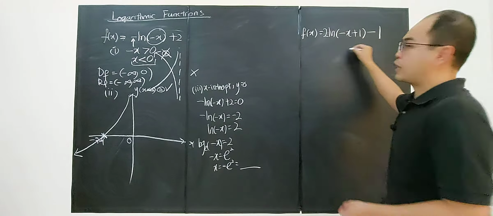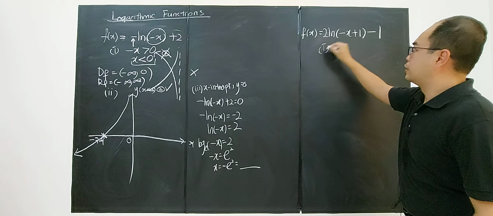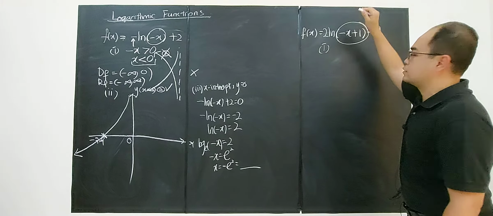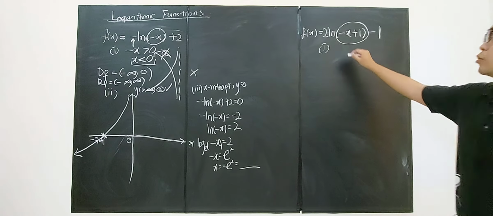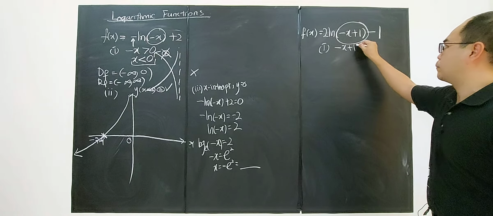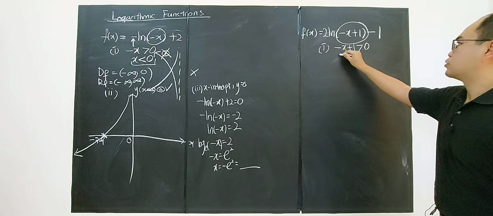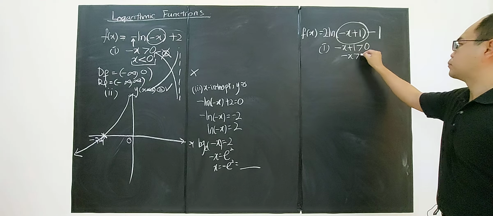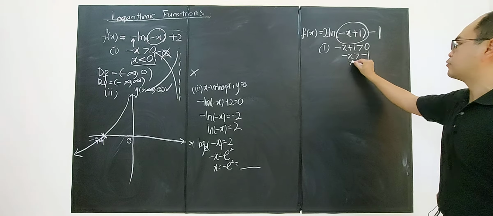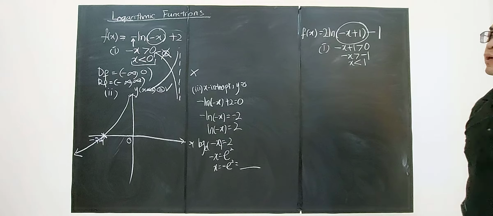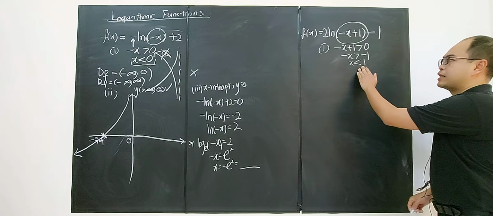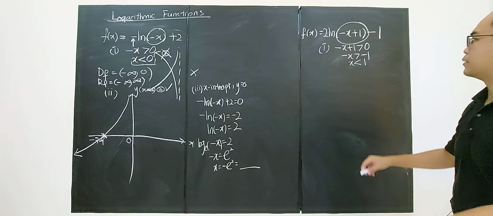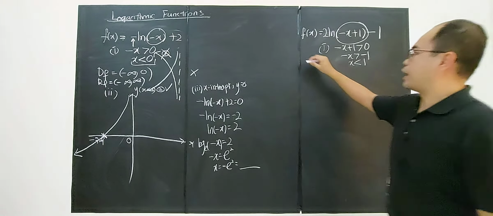For f(x), a logarithmic function, again you have to look at the function inside the log. So negative x plus 1 must be greater than 0. Solving the inequality, it must be positive. Negative x must be more than negative 1. Divide by negative, reverse the sign. So x happens to be less than 1, right? Okay, so where is the location?